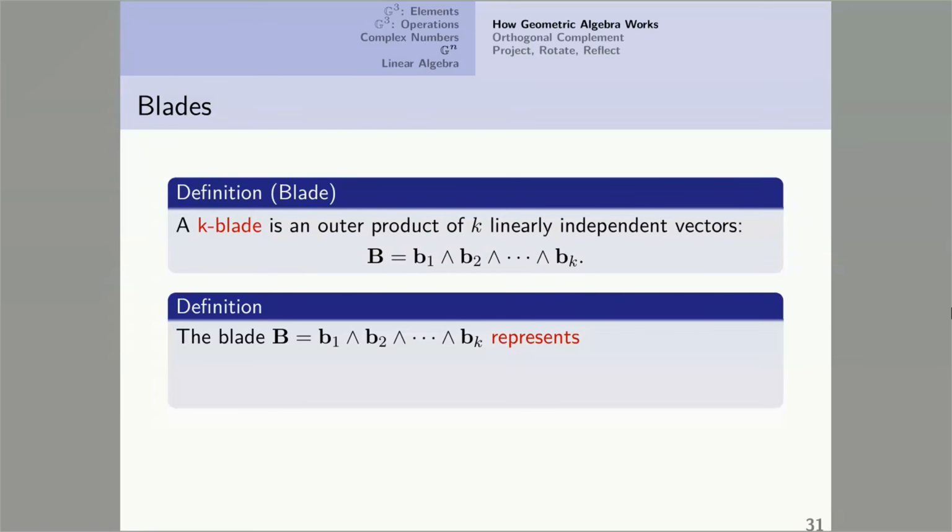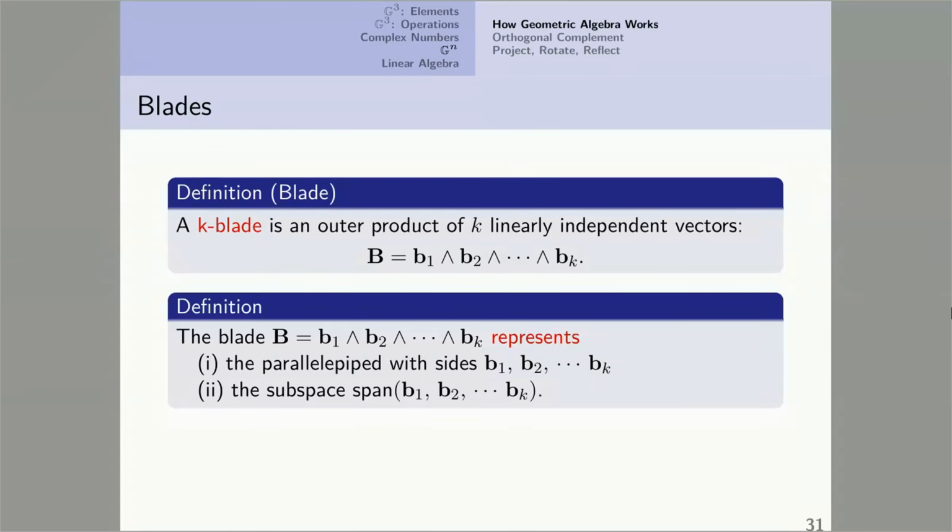Another definition. The blade B represents, first, the parallelepiped in Rn with sides B1, B2, and so on up to Bk, and the subspace spanned by those k vectors. A couple of examples.